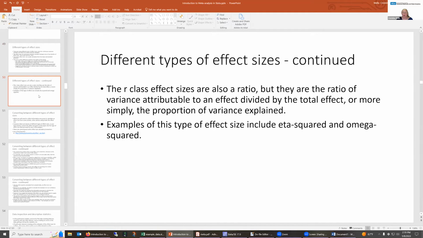Let's see here, R class. We're not going to talk about this too much, but they're a ratio of variance attributable to an effect divided by the total variance. So in other words, a proportion of variance explained, and examples of this type include eta squared and omega squared and good stuff like that.